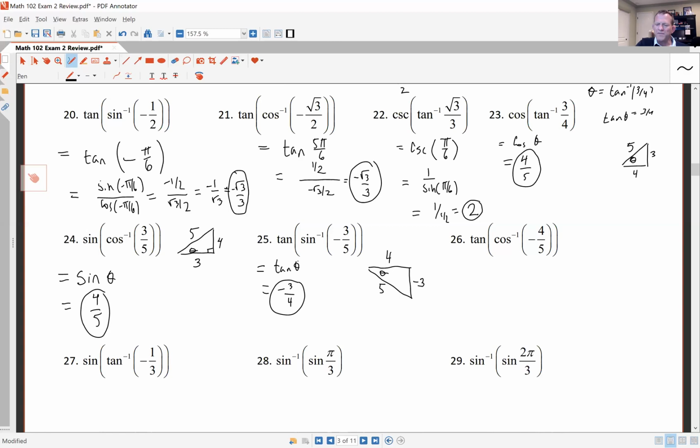The next one, you've got an inverse cosine of negative 4/5. Inverse cosine is an angle in quadrant 2, and that's negative 4/5, adjacent over hypotenuse. And this is again a 3, 4, 5 right triangle. And then now we're just taking the tangent of that angle. The tangent of that angle is opposite over adjacent, giving us negative 3/4.